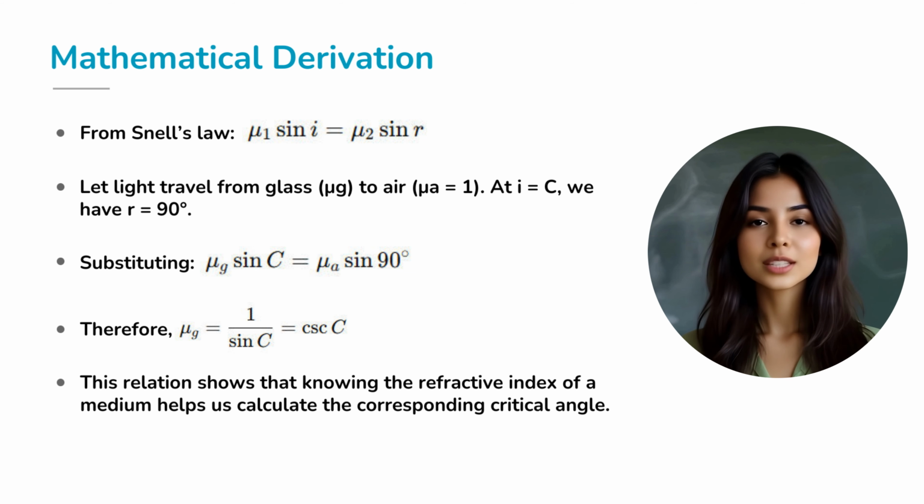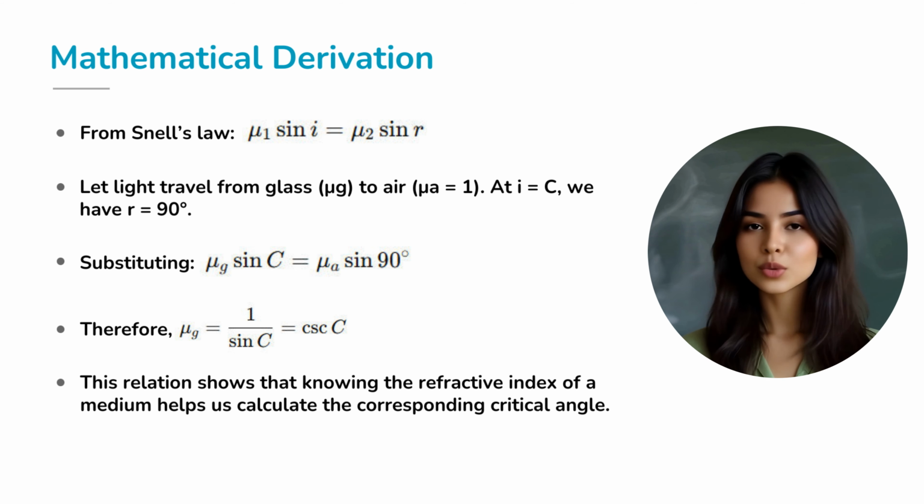Let's go step by step into the math behind this. We begin with Snell's law, which tells us refractive index of the first medium multiplied by sine of the angle of incidence equals refractive index of the second medium multiplied by sine of the angle of refraction. Mathematically, we write μ1 sin I equals μ2 sin R.